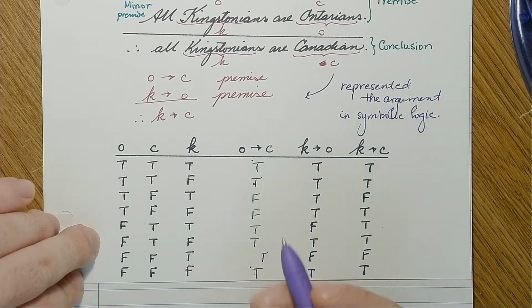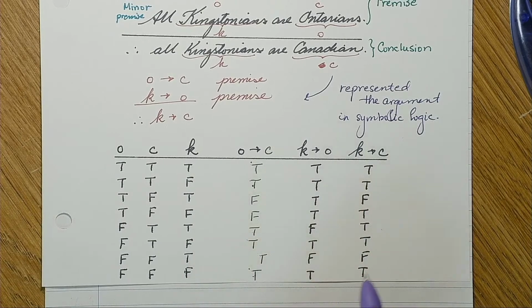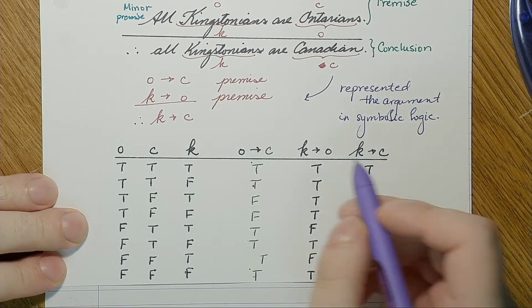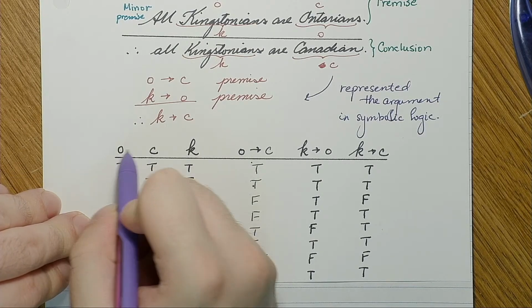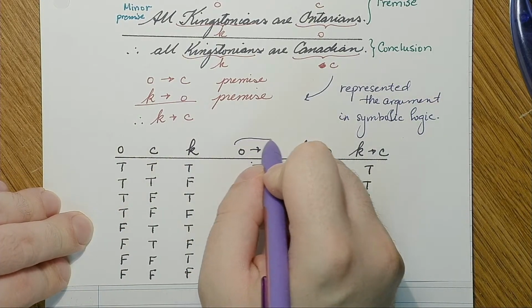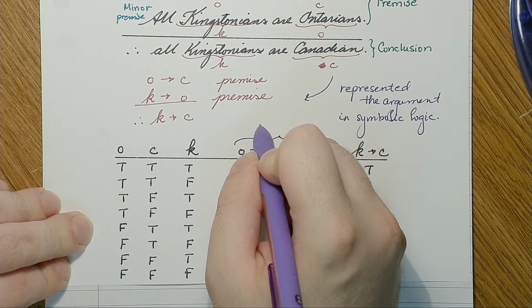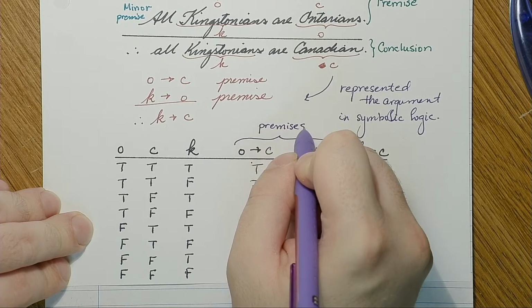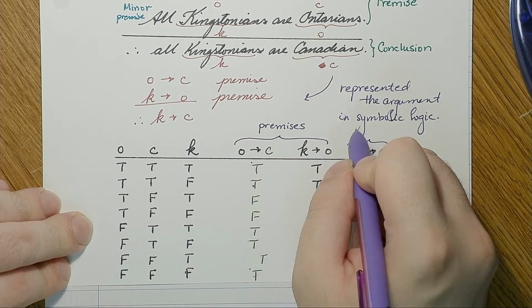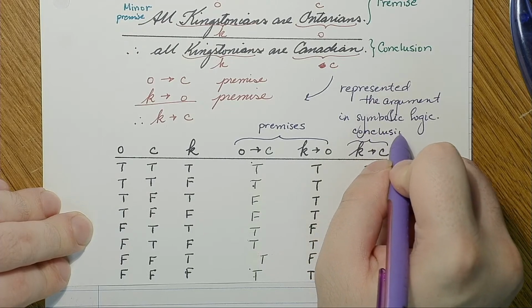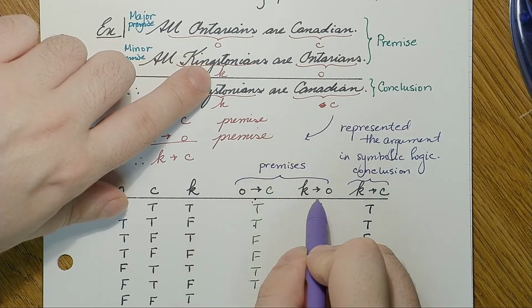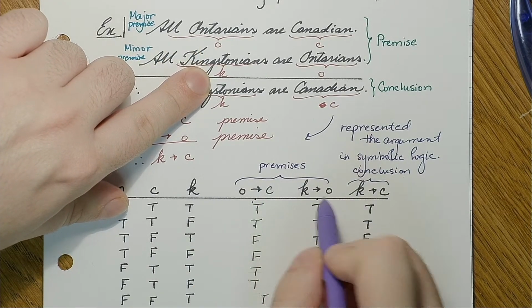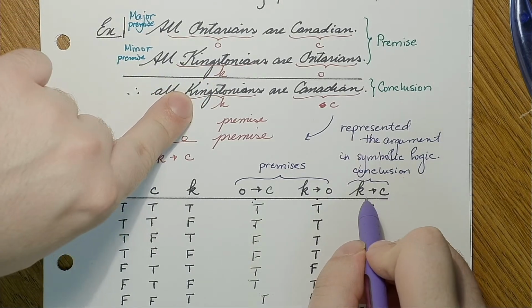So what we do is we need to look at the premises. Okay? So we're not looking at these prime propositions. Instead, we're going to be looking at these ones right here. And these are the premises. And over here is the conclusion. Right? Because we had done O implies C is the major premise, K implies O is the minor premise, and then the conclusion is K implies C.